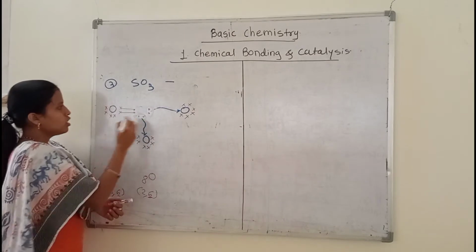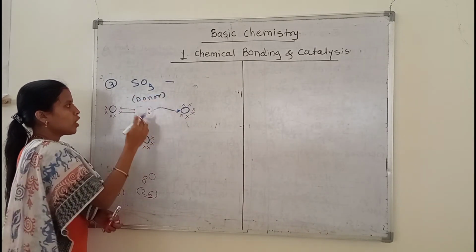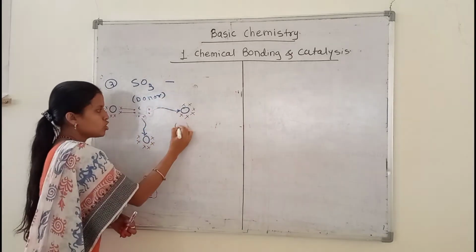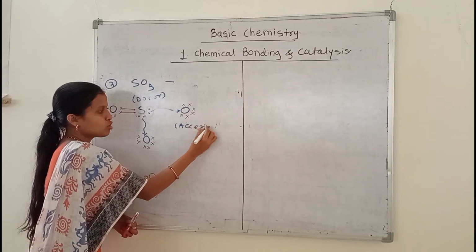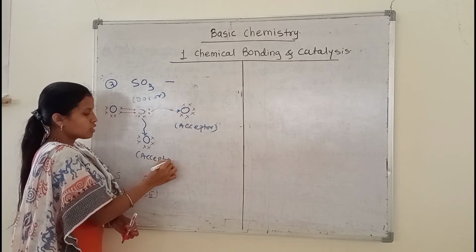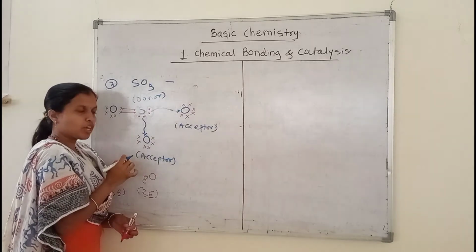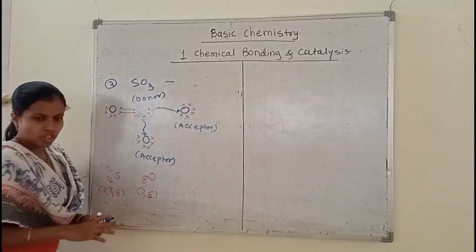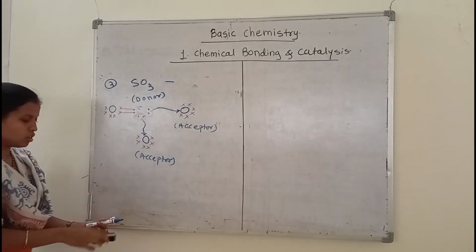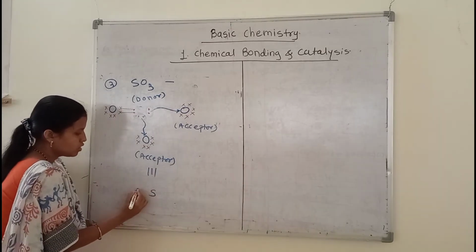So in that structure, the sulfur is the donor, because it can donate its lone pair of electrons. Okay, and the oxygen can accept these lone pairs of electrons. So that's why the other oxygen will also be an acceptor, because it can accept the electrons from the sulfur atom. Okay, so the structure or the coordinate bond formation will be right here.